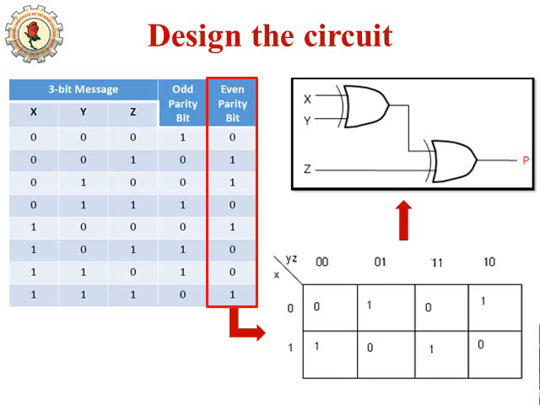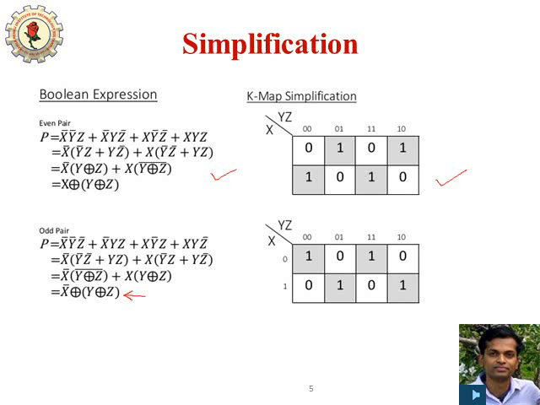And if we make 1 all those truth table cell values, even parity is high, we can get a circuit as top right. Let's go deeper in the circuit. Now this is a Boolean expression coming from the K-map. First is even parity.